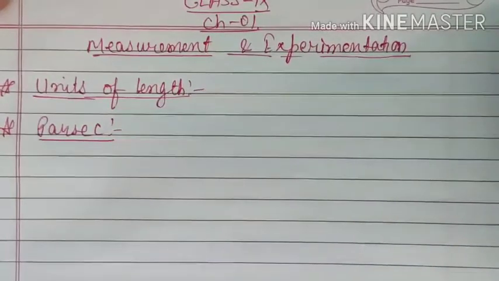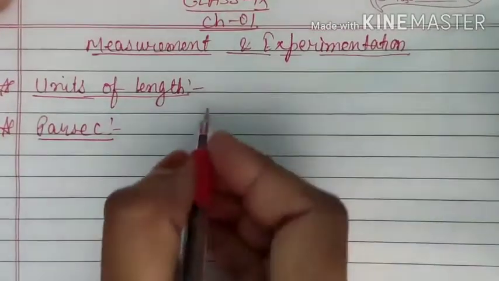In the last class we were looking at units of length and we have done up to light year. Now we will start parsec. First of all, we have to remember that parsec is also a unit of length. As we see the name, it looks like a unit of time, but it's not time, it is a unit of length.